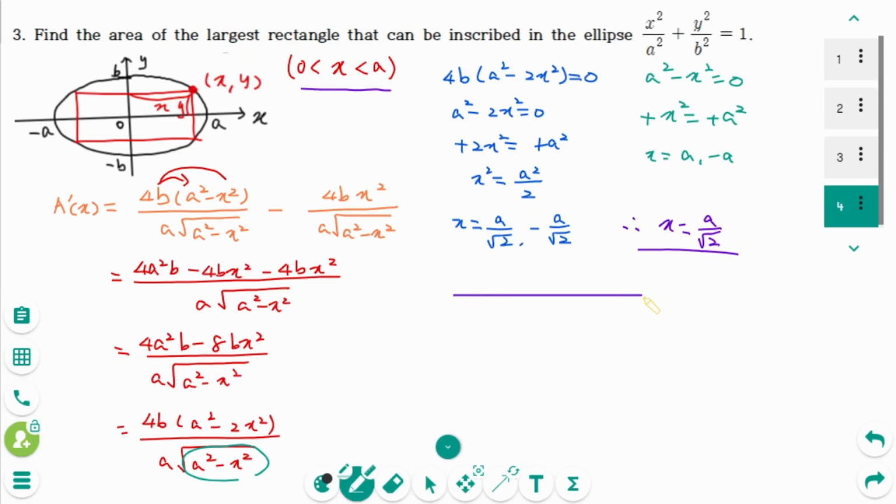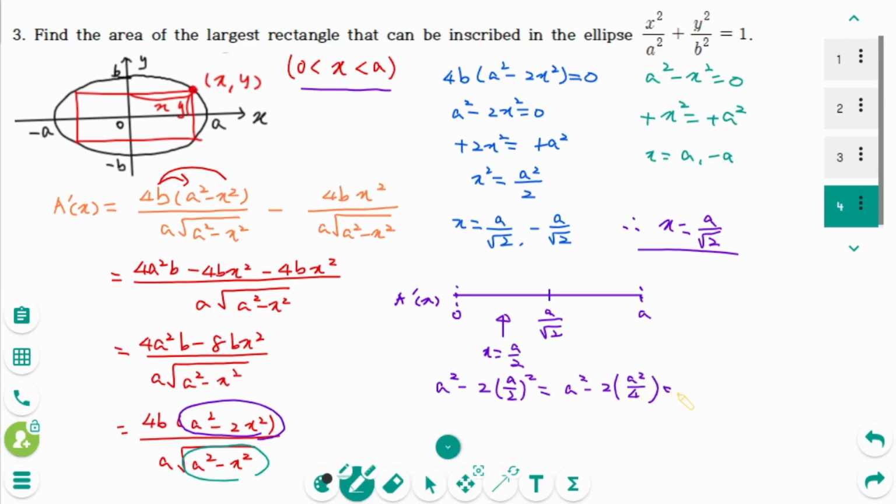The number line is here, A prime of x between 0 and a. X is a over square root of 2. When the testing number is a over 2, the denominator and the numerator b are always positive, so we have to check only this part. Then a squared minus 2 times a over 2 squared equals a squared minus 2 times a squared over 4. Then a squared minus a squared over 2, a squared over 2, which is positive.